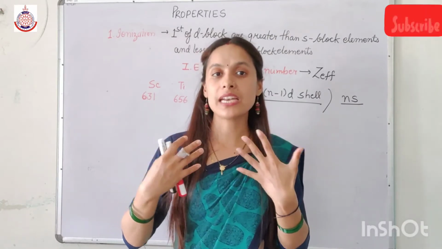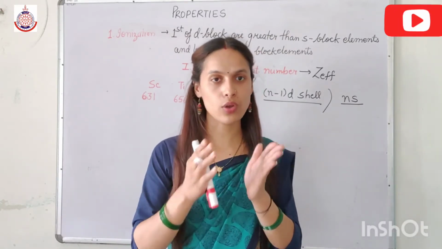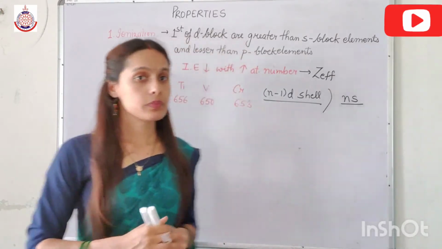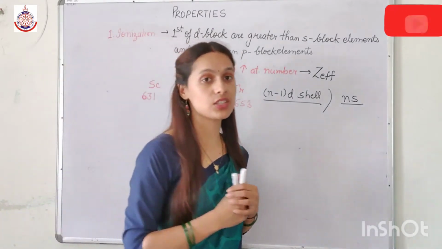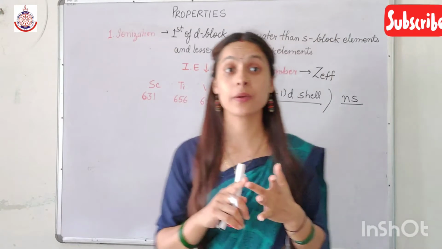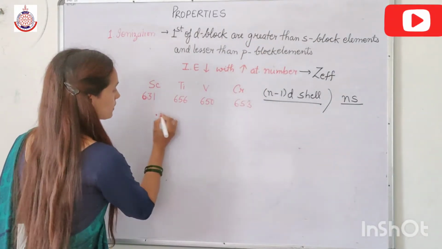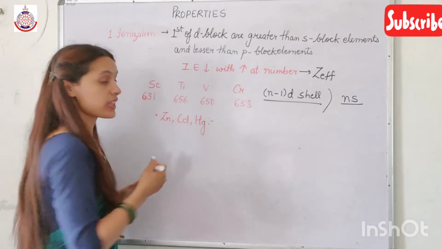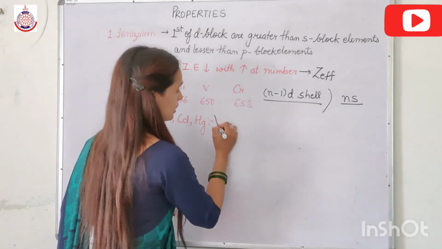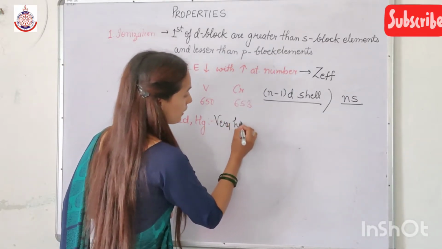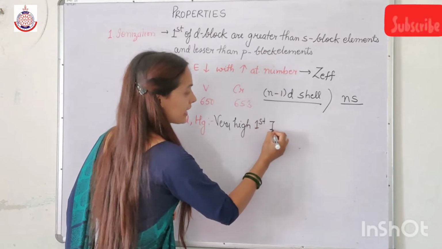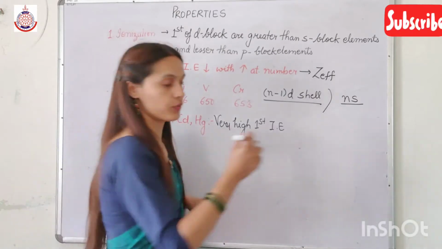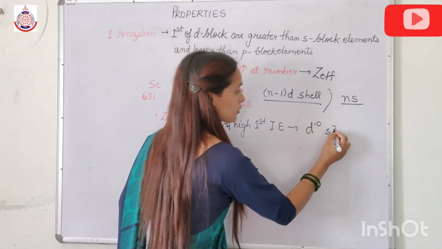Therefore there is a very large difference in the successive ionization enthalpies of the elements of a same series. Now if we talk about the first ionization enthalpy of zinc, cadmium and mercury, they have very high first ionization enthalpy. Why? Because of electronic configuration, because of fully filled electronic configuration.